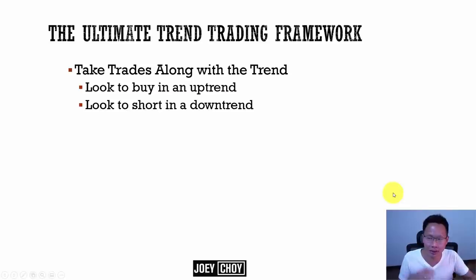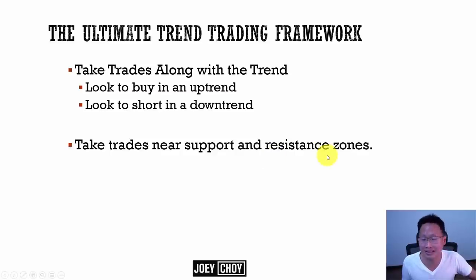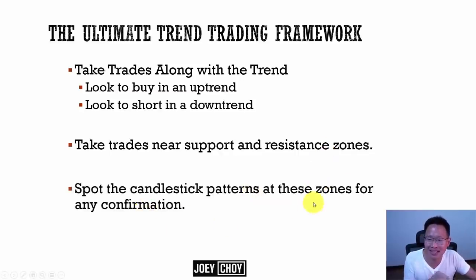Later we look at the case studies to see how we actually determine the trend very quickly. And so, take trades near the support and resistance zone. When you are in an uptrend, that's good, you want to take long positions. But the question is, where do you want to buy in an uptrend? Even though it's an uptrend, you don't want to just buy anywhere. You want to buy probably at good support levels, support zones. And if you see some really good candles near there, that's how you can position yourself to ride the upside. So you want to spot the candlestick patterns at this zone, near the support and resistance level, for any price confirmation.